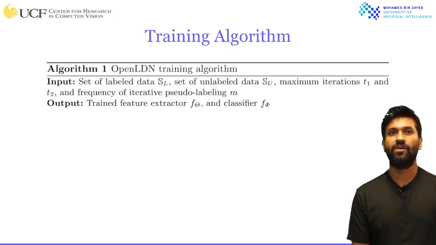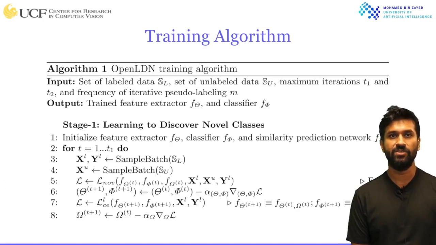So here is our overall training algorithm. The OpenLDN training algorithm takes a set of labeled data and a set of unlabeled data S U, maximum iterations for stage 1 T1 and for stage 2 T2, and the frequency of iterative pseudo labeling M. And the output from the training algorithm is the trained feature extractor f theta and classifier f phi. So in stage 1, at the beginning we initialize the feature extractor f theta and the classifier f phi, and also our similarity prediction network f omega.